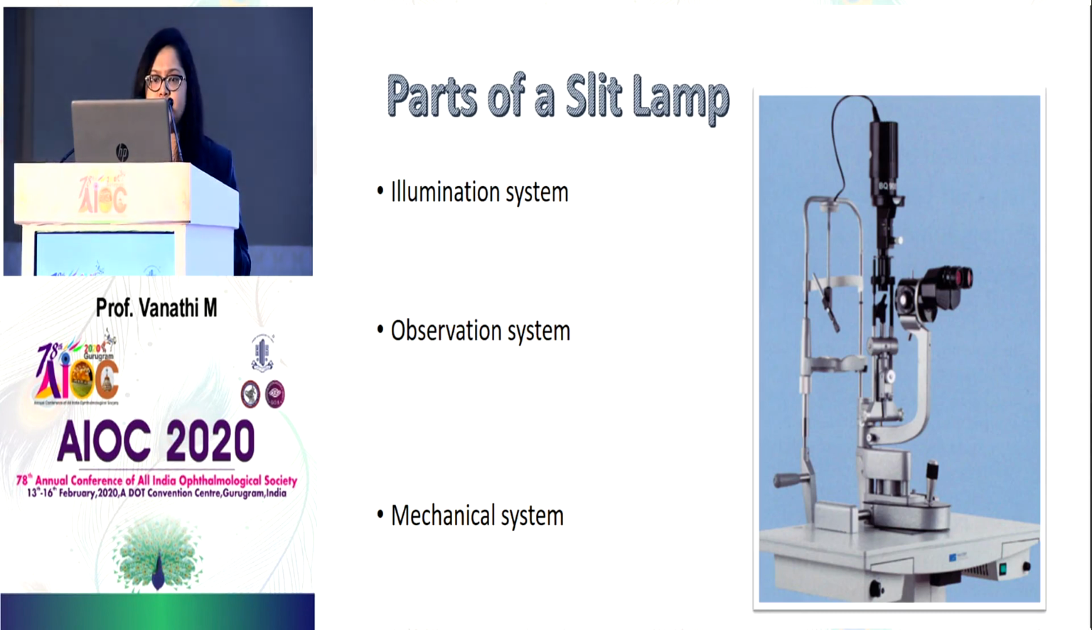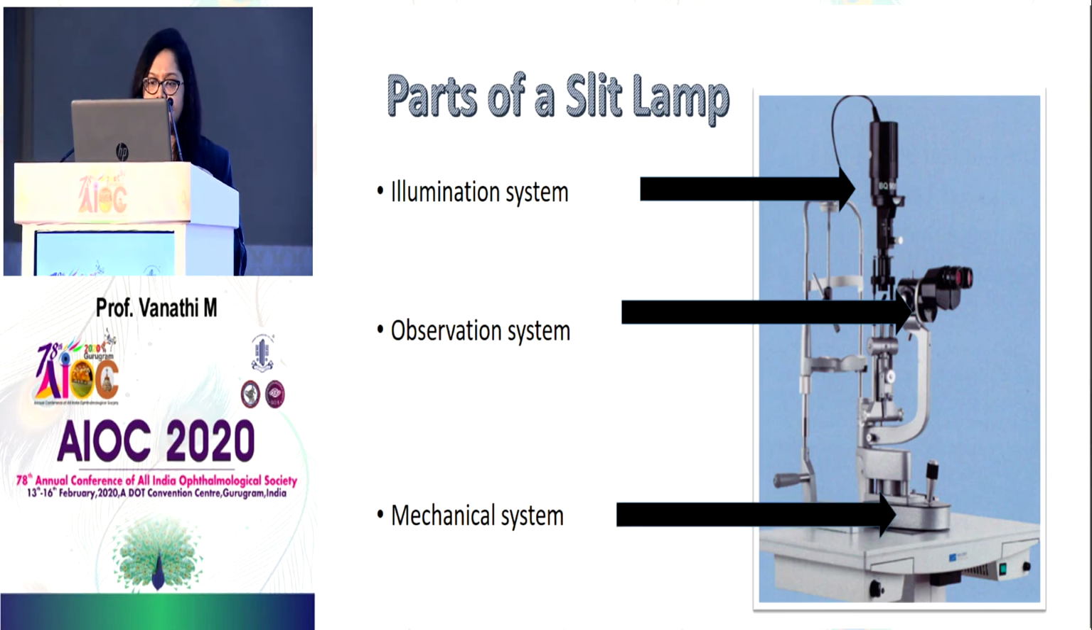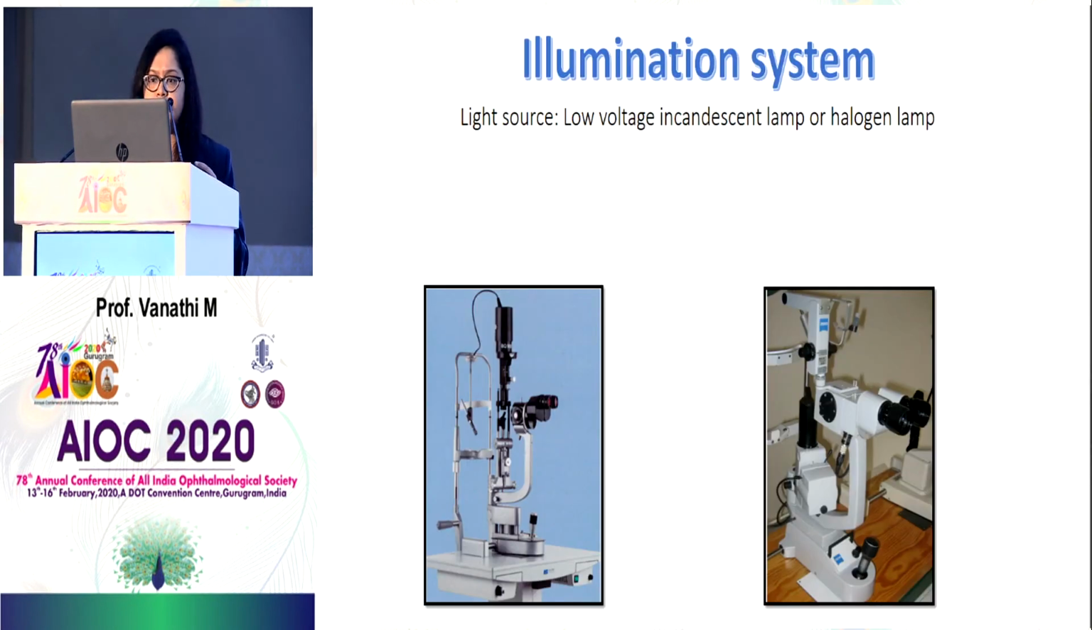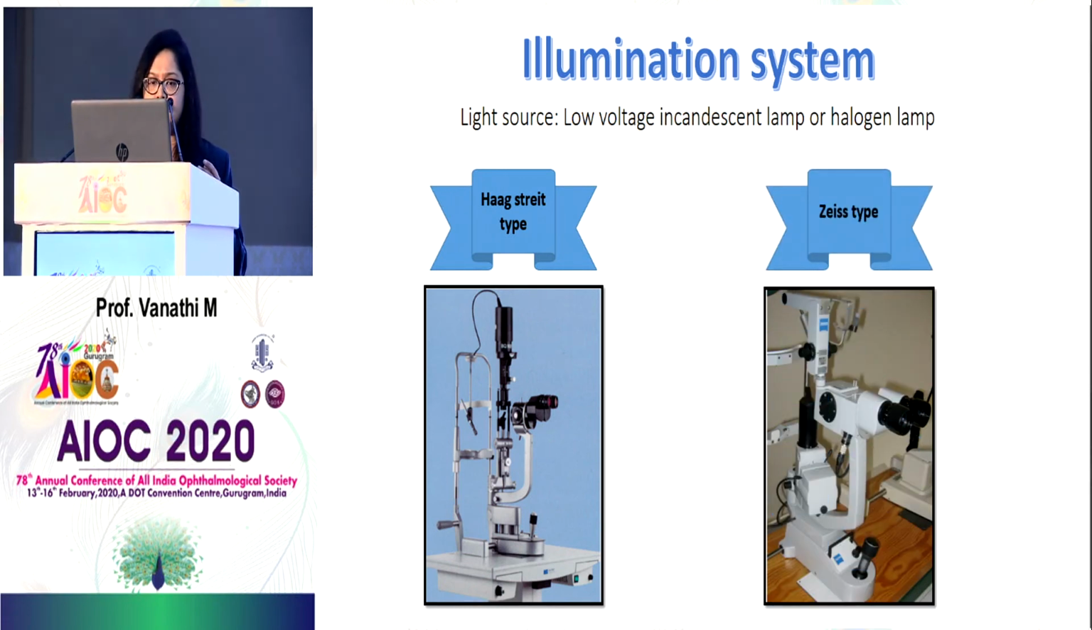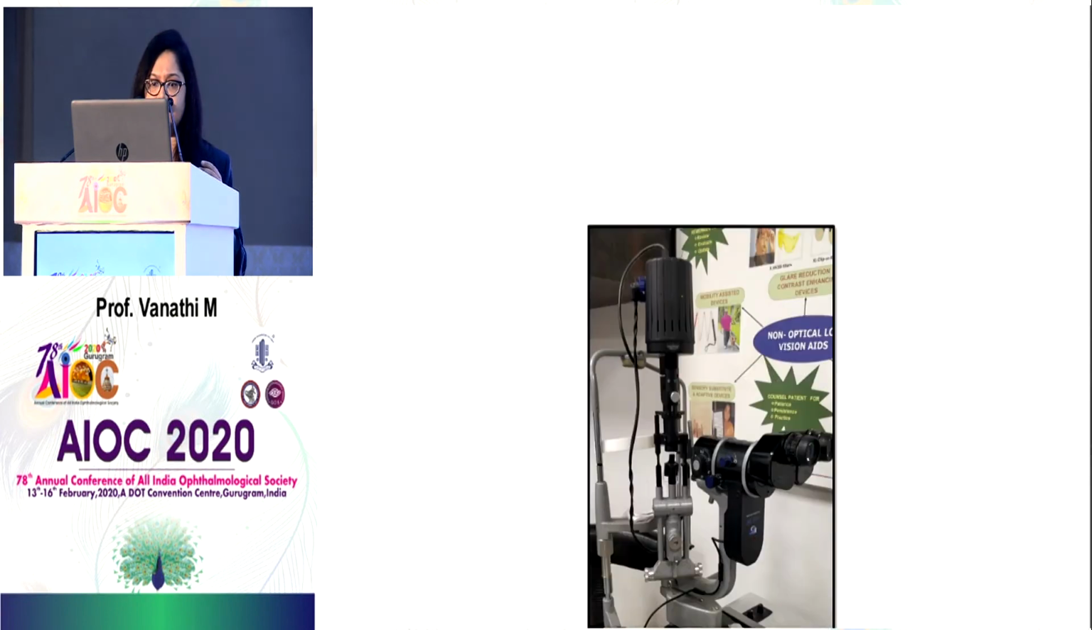Now I'll discuss the parts of a slit lamp, of which there are basically three: the illumination system, the observation system, and the mechanical system. I'll discuss them in detail. The illumination system is basically the light source, which is a low voltage incandescent lamp or a halogen lamp. Nowadays LED is also included. Based on the illumination system, we have two models: Haag-Streit type and Zeiss type. In the Haag-Streit type, the illumination system is on top of the observation system, whereas in the Zeiss type, the observation system is on top of the illumination system.